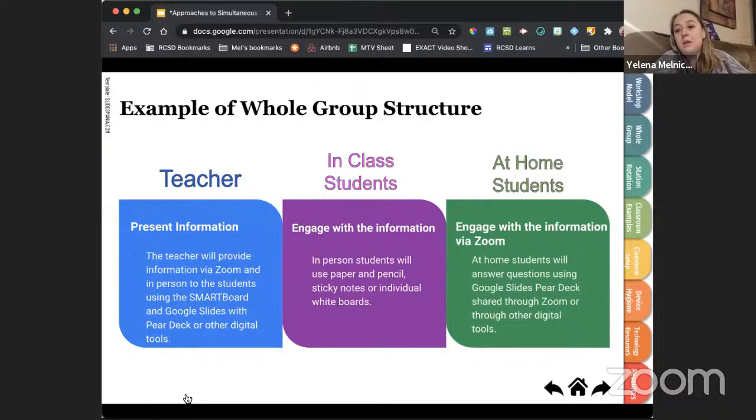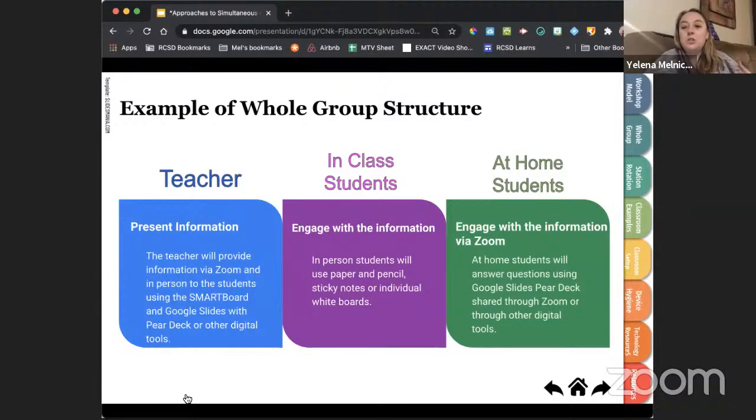So the biggest thing here is we're not having the teacher just talk through the presentation, but we're soliciting those questions, soliciting student work and feedback, so then they are engaged in the learning. So they're not just listening, they're actively participating. And then the at-home students are doing the same thing. They're still looking at that presentation, but because of the Pear Deck add-on in this example, by the way, again, this is just an example, the students are interacting with this presentation digitally when they are at home through Zoom, and they're able to answer the questions and submit their information right on that Pear Deck.